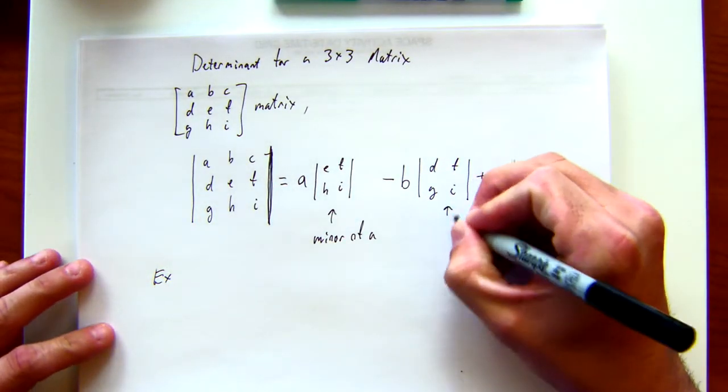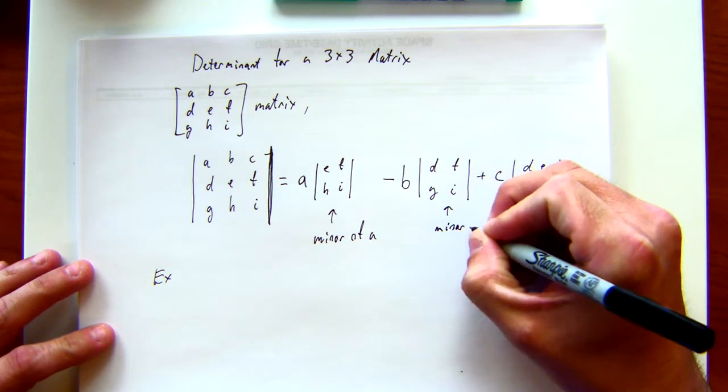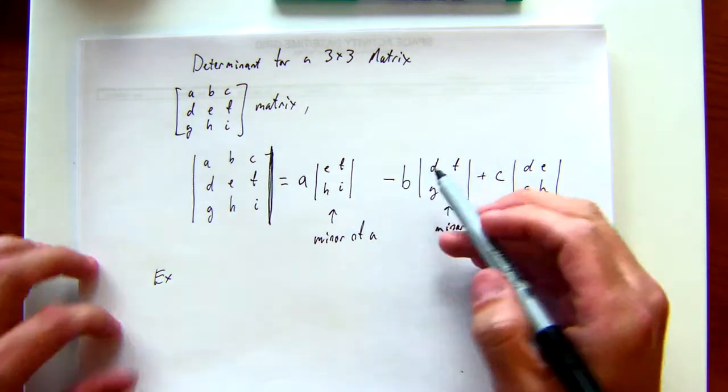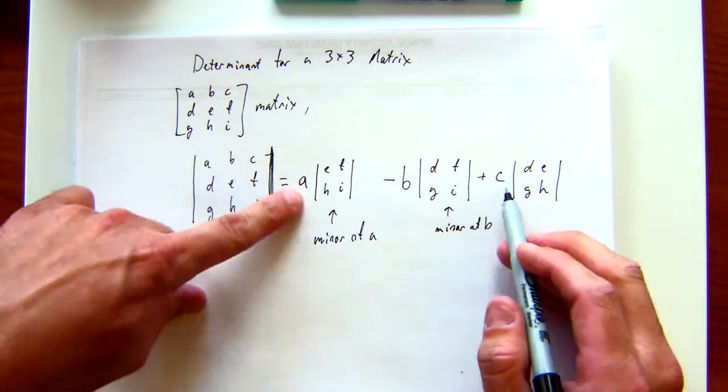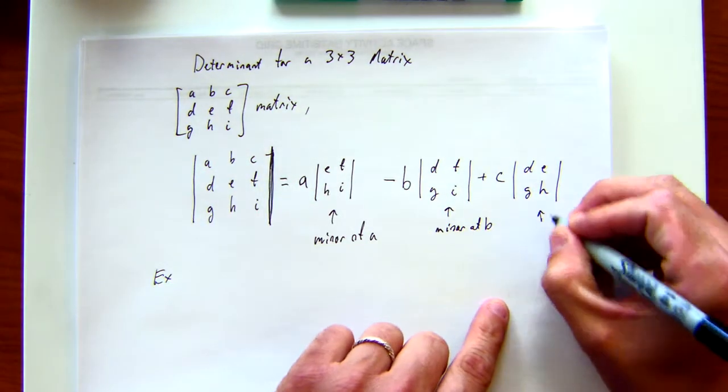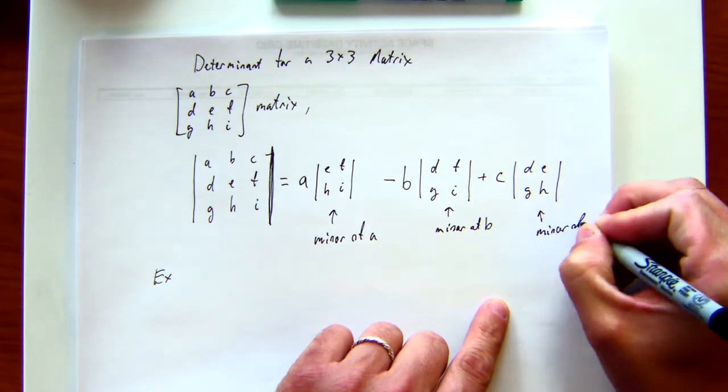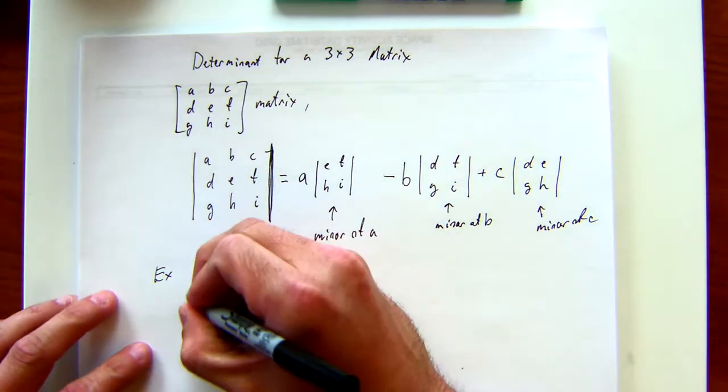And again, this was the minor of b. And remember, too, that b was a negative here, okay, not a plus. The other two were positive. And this was the minor of c. So let's look at this determinant.